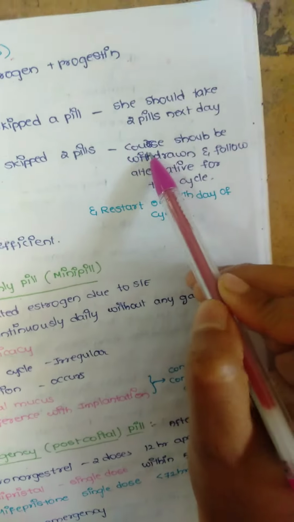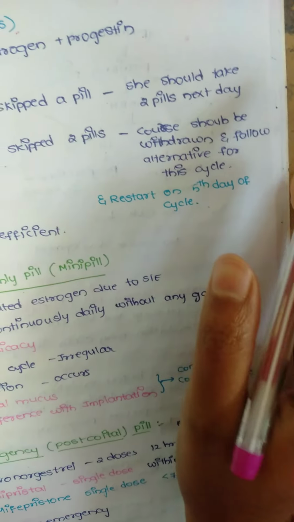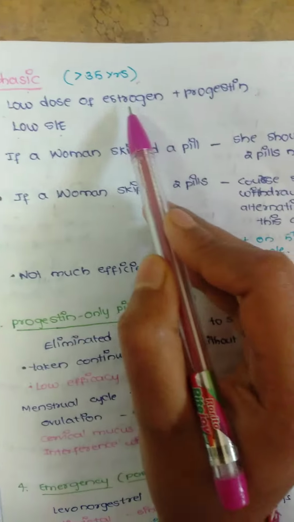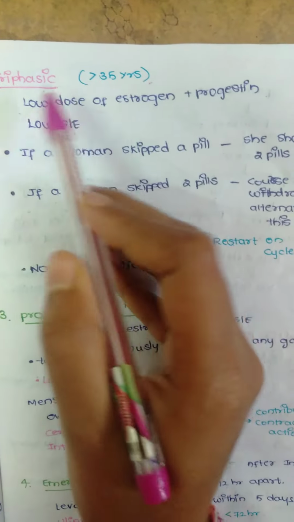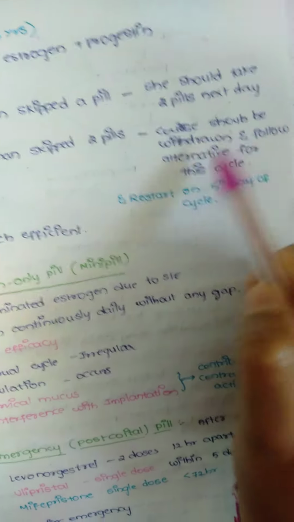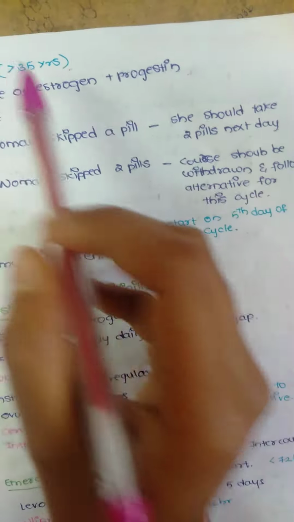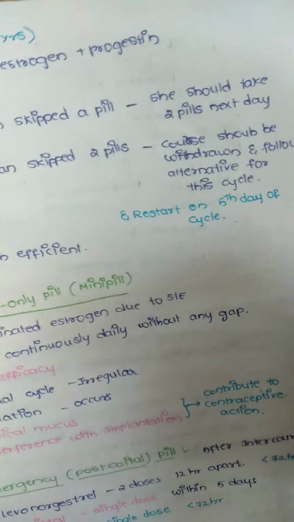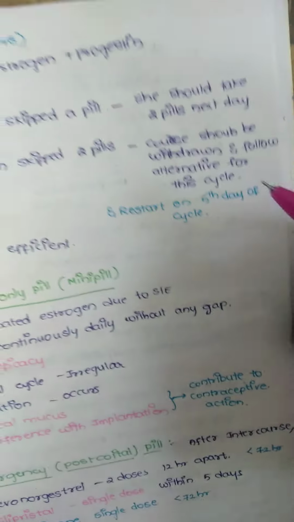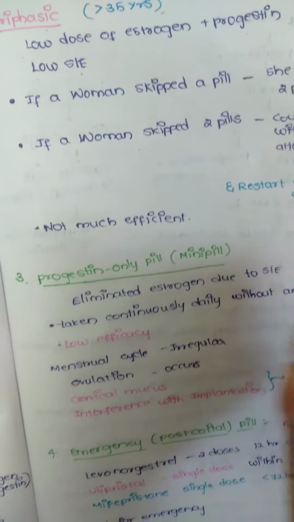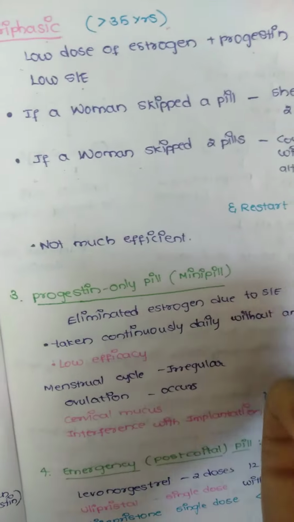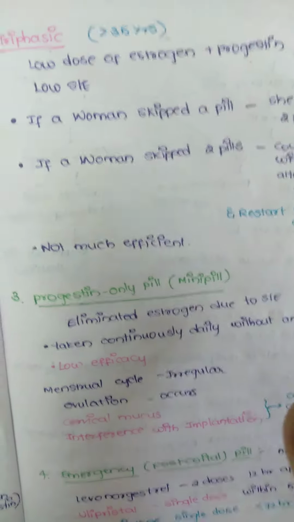Have you understood? The course should be withdrawn there only. We should not use this estrogen and progesterone, the triphasic pill, and choose the alternative for that cycle only, and we can restart this preparation on the next cycle, 5th day of next cycle. It is not as efficient as monophasic ones, so monophasic ones are the mostly used ones.